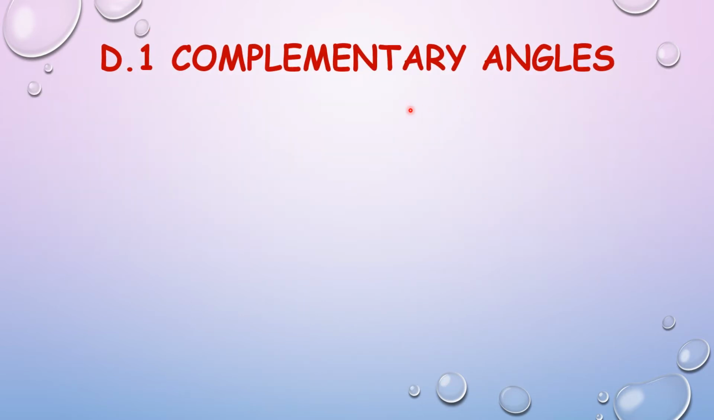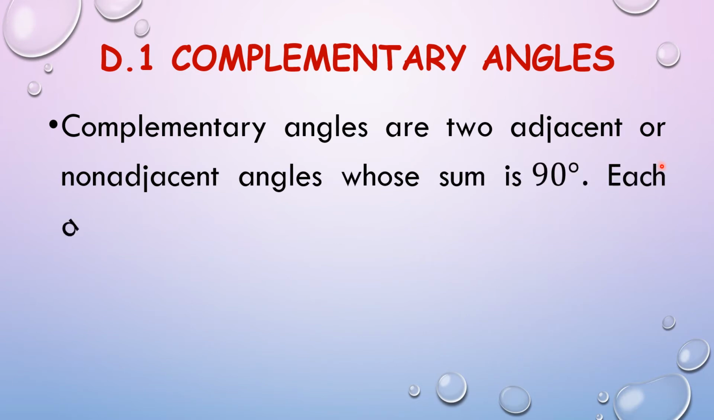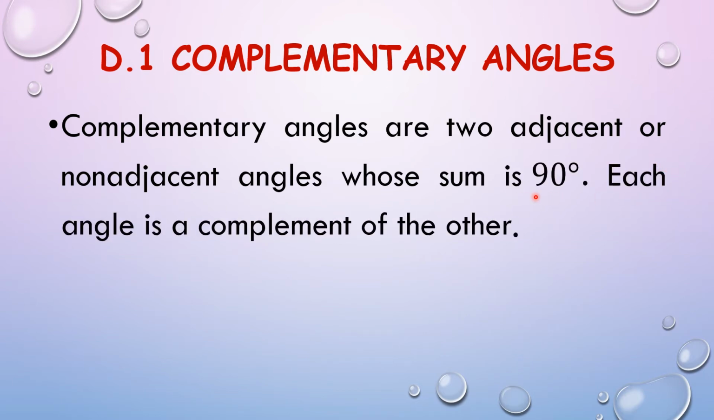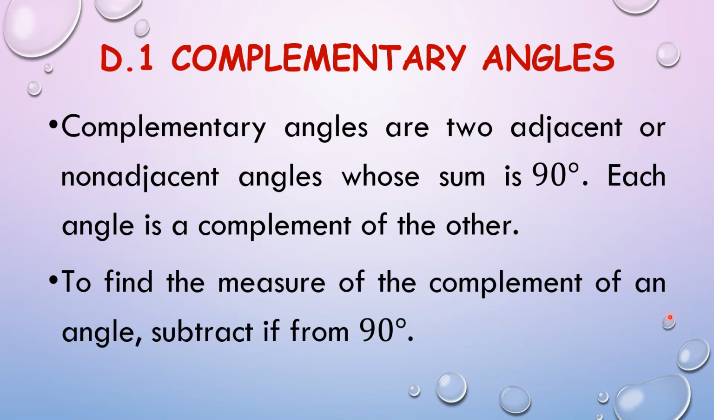Proceed to complementary angles. Complementary angles are two adjacent or non-adjacent angles whose sum is 90 degrees. Each angle is a complement of the other. Remember, when we say complementary angles, the sum is 90 degrees. To find the measure of the complement of an angle, you have to subtract it from 90.